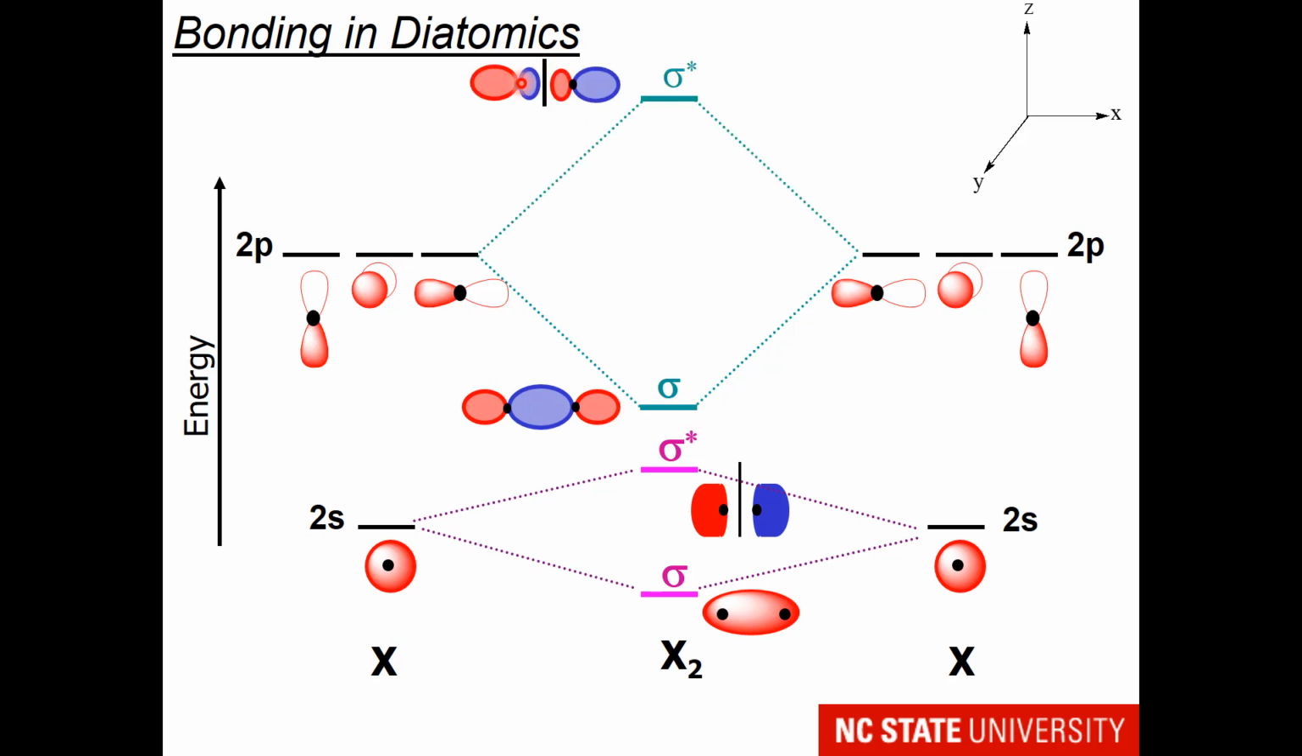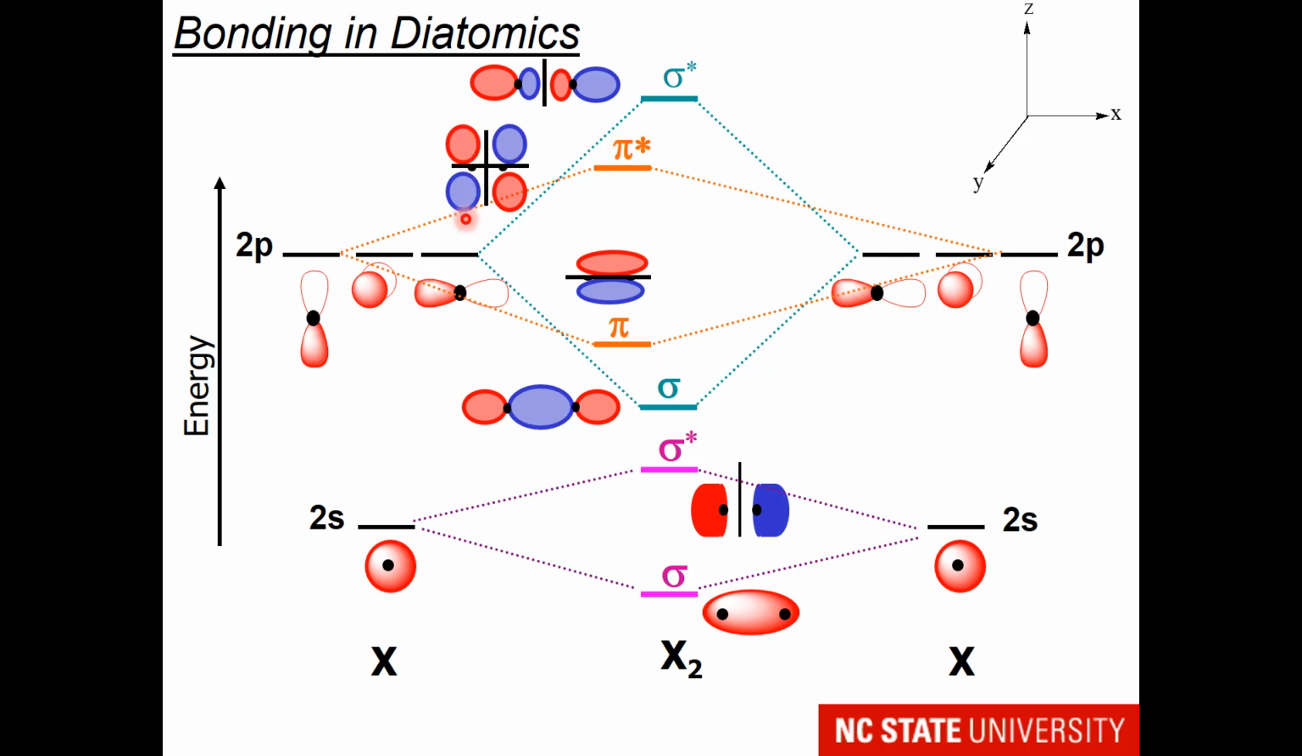When they are combined destructively with a different phase, then we get a nodal plane and a sigma star orbital. Now let's work with the p orbitals along the z-axis. So that would be this one here and this one here. If they are combined in a constructive manner, they're meeting sideways. So that means we're making a pi bonding orbital. And if they are combined in a destructive fashion, we get a pi star antibonding orbital with a vertical nodal plane.